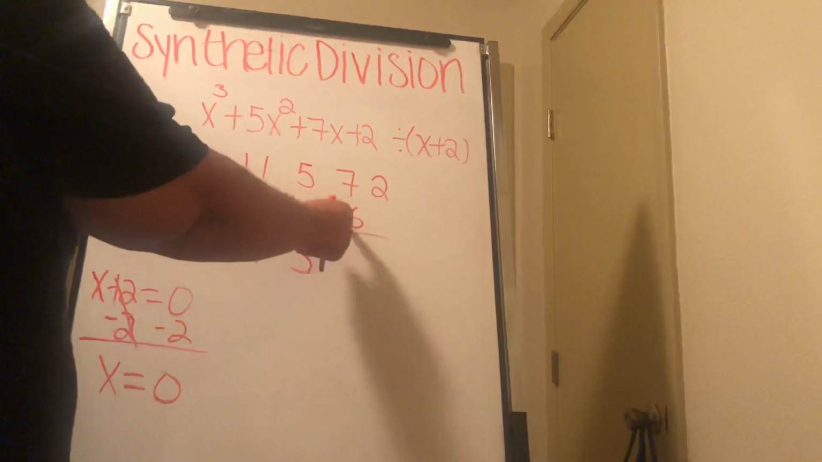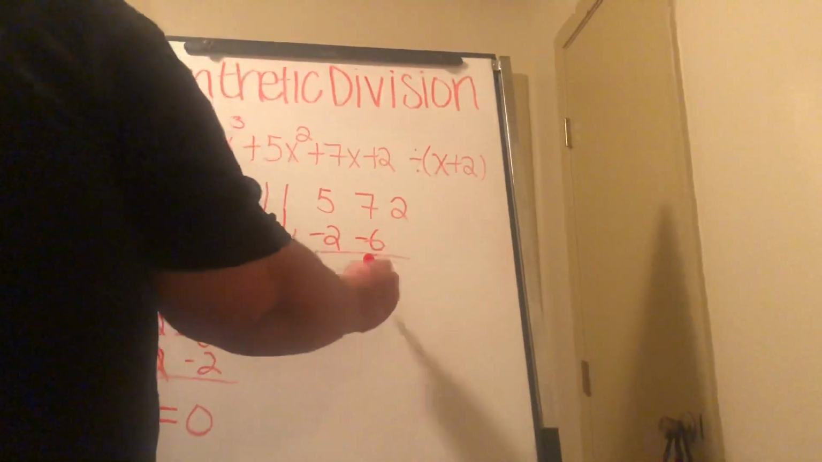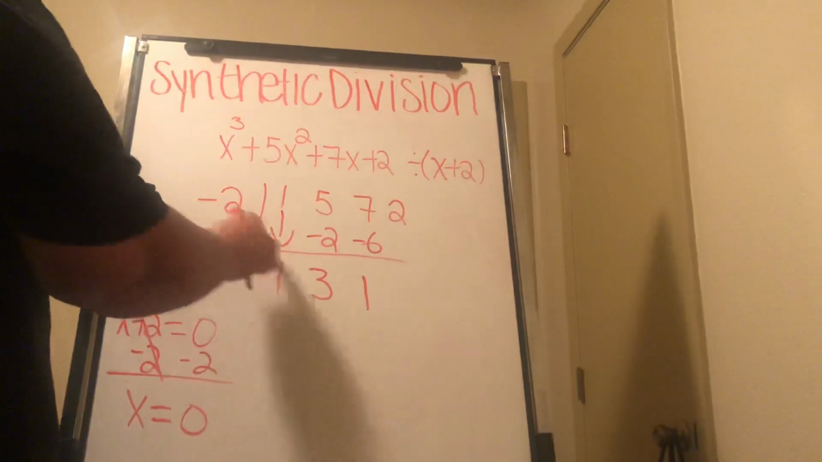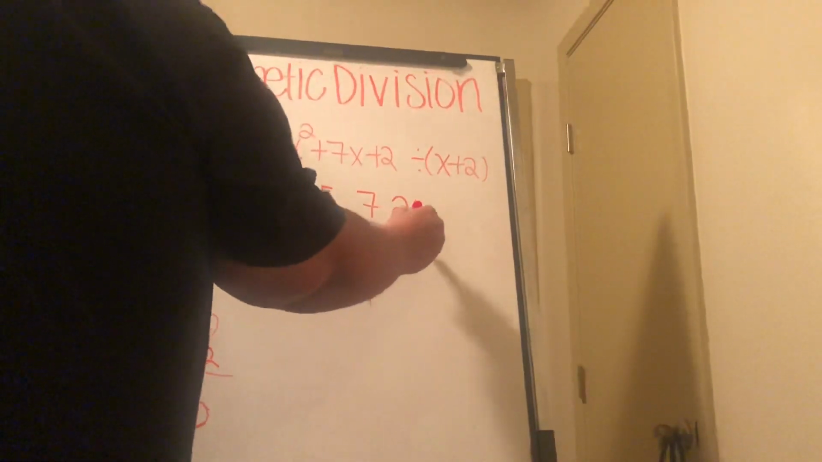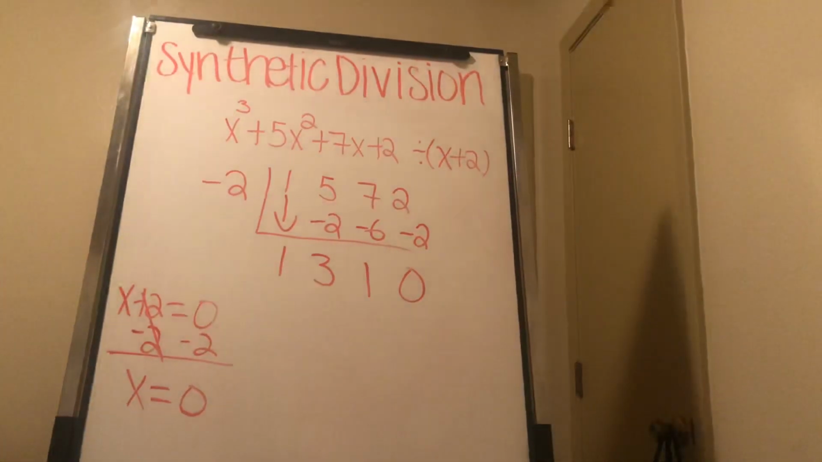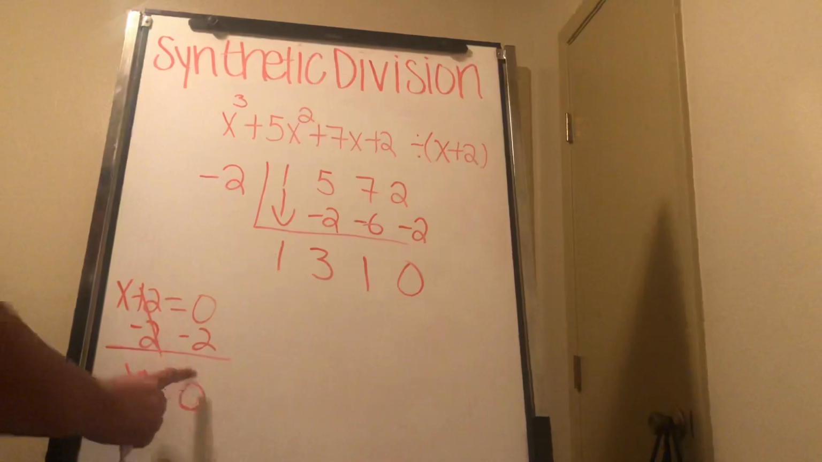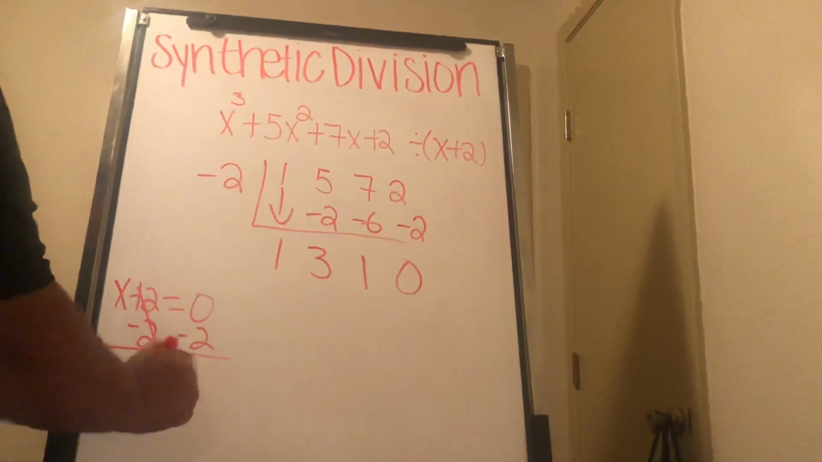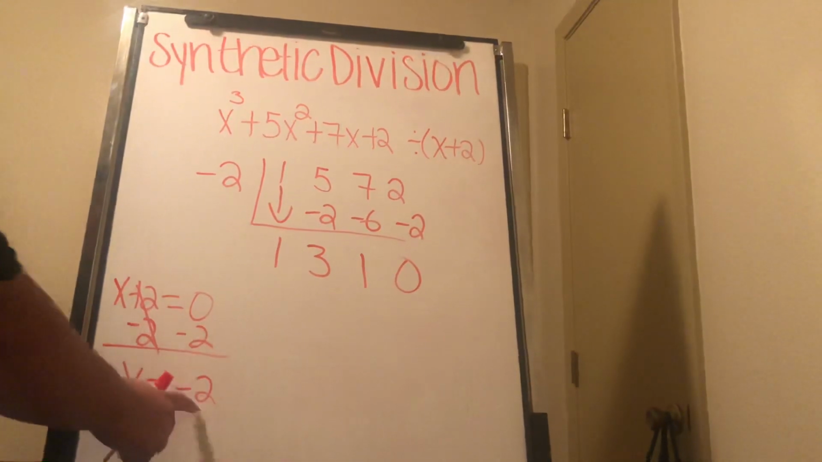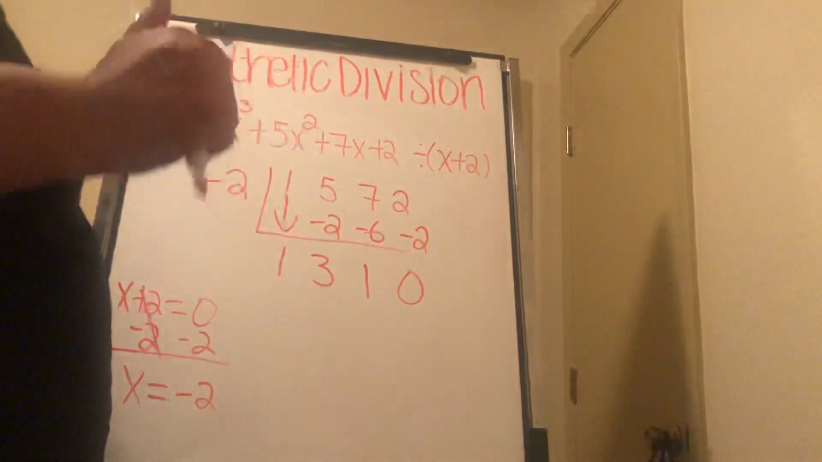7 plus negative 6 is like saying you have $7, you spend 6, that means you have $1 left. Negative 2 times 1, that is negative 2. 2 minus 2, well, that's 0. That means it is a factor. That means this right here, actually, I don't know why I put 0. There should be negative 2. My apologies. That means negative 2 is a 0.